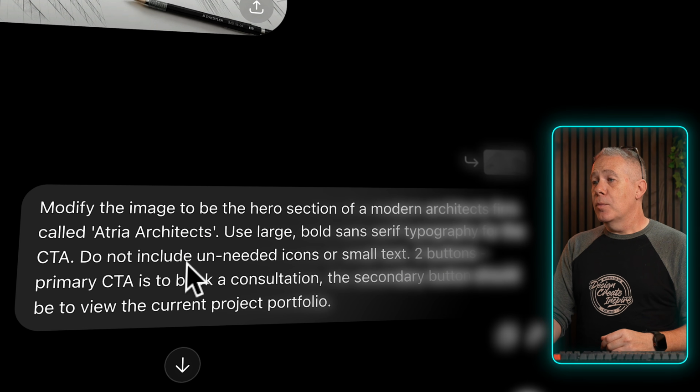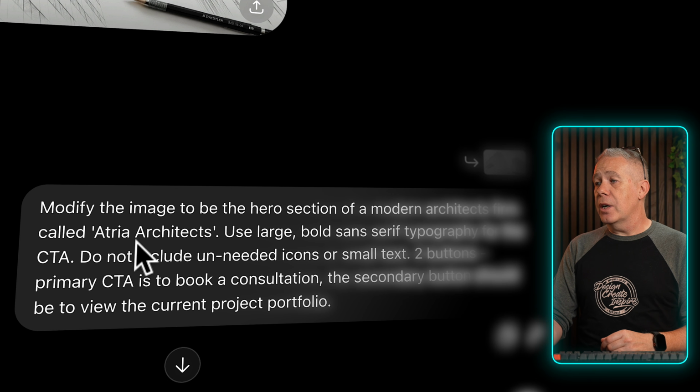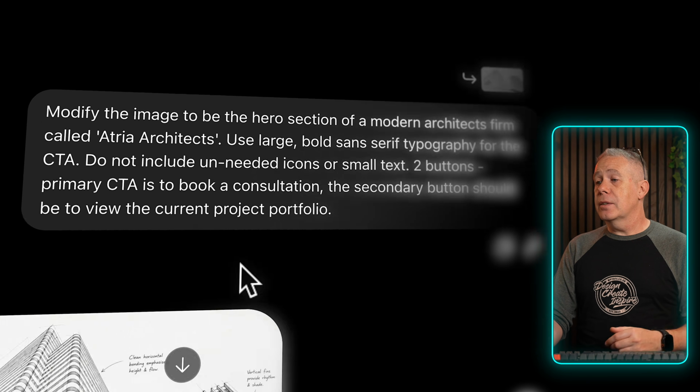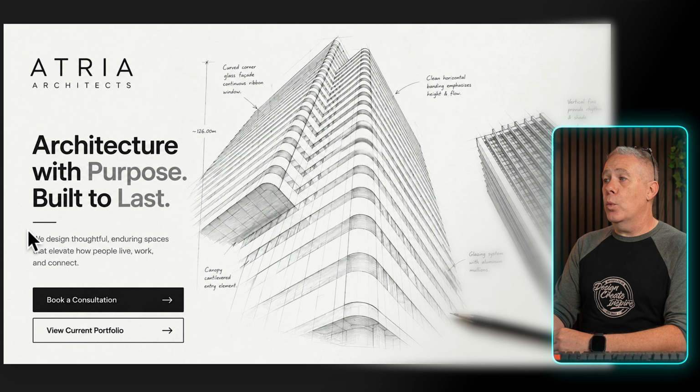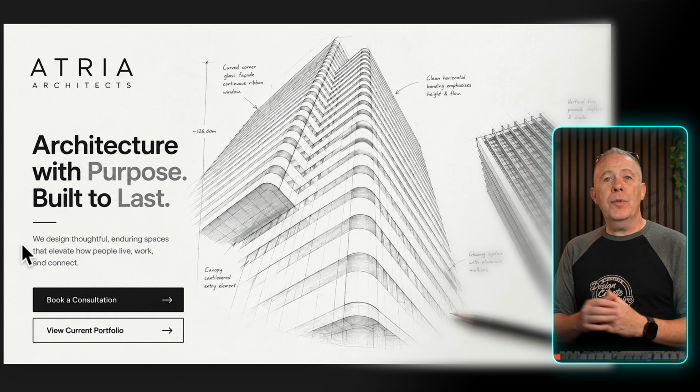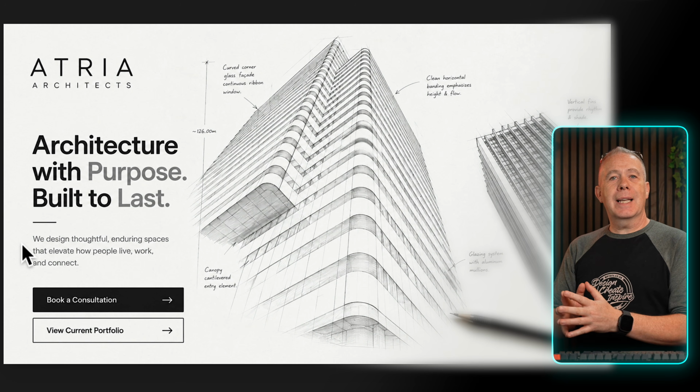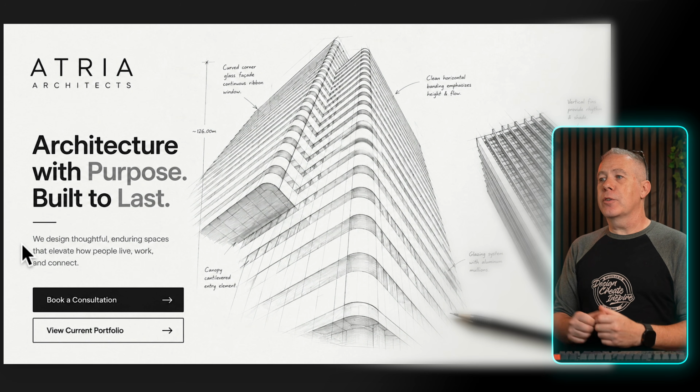So like I say, modify the image to be a hero section of a modern architects firm called Atria Architects. Use large, bold, sans serif typography for the CTA, etc. So I told it what I wanted. Again, not hugely detailed. And after a couple of seconds, this is what we get back. Now, it might be perfect, and we might have plenty of scope to make changes. But like I said at the top of this video, it is an iterative process.